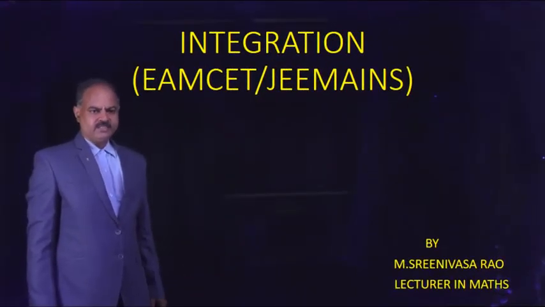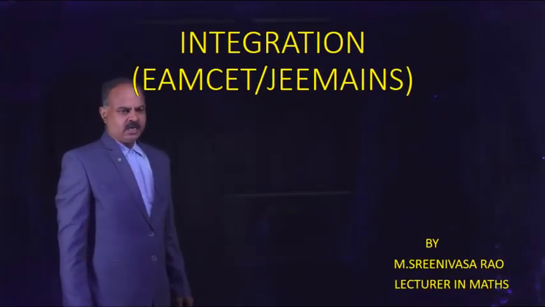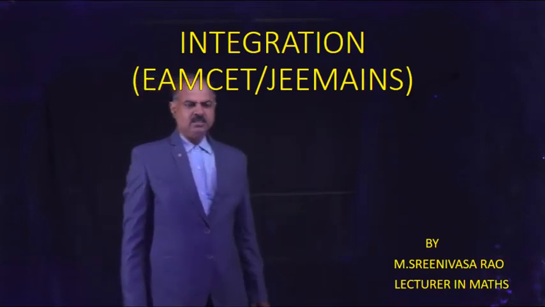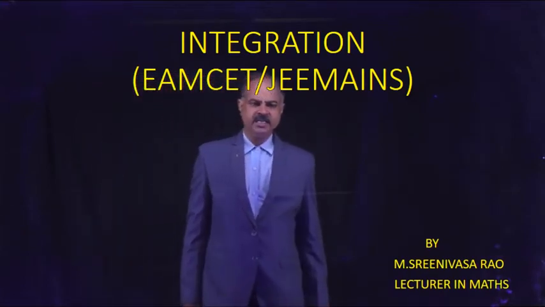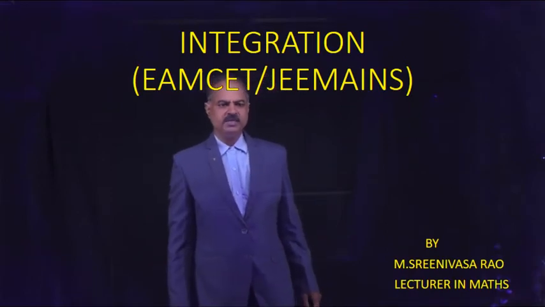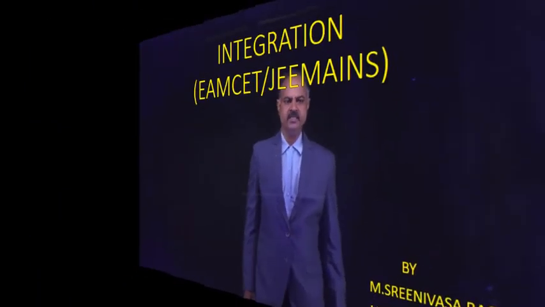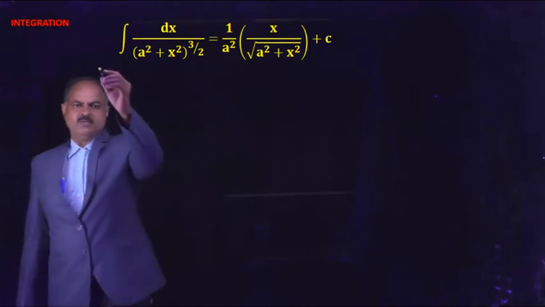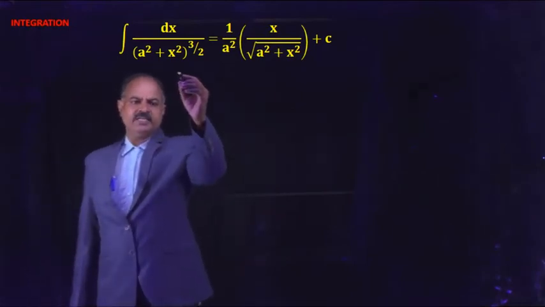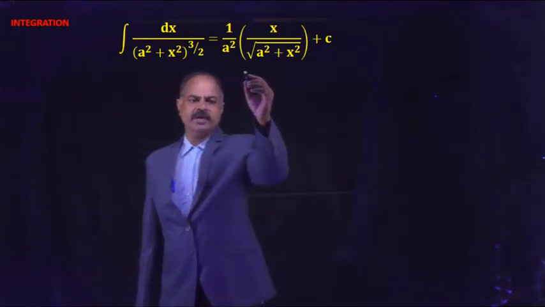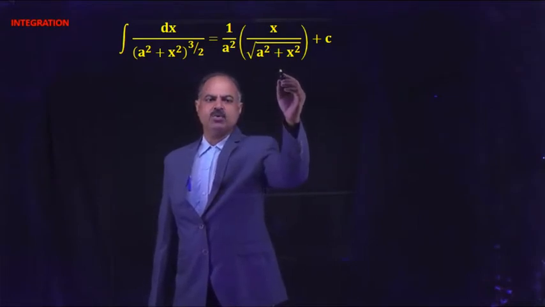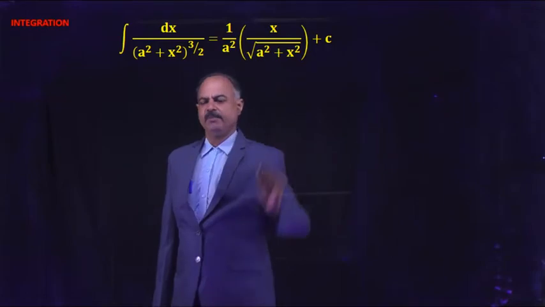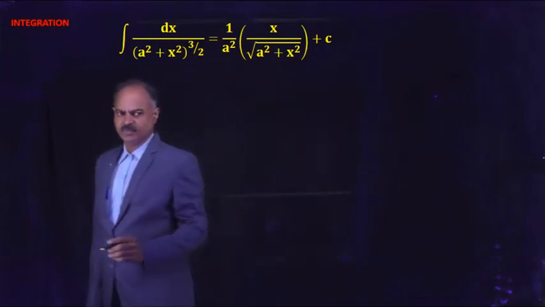Welcome students. In this session, I am going to discuss some important shortcut formulae regarding integration which are useful in MHT-CET and JEE Mains. Next formula: integral dx by (a square plus x square) whole power 3 by 2 equal to 1 by a square into x by root over a square plus x square plus integration constant.